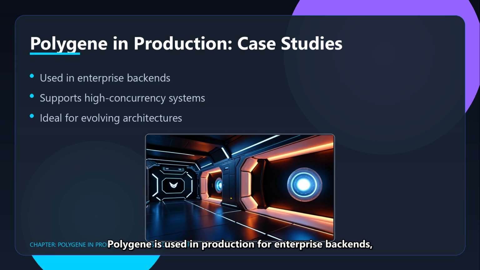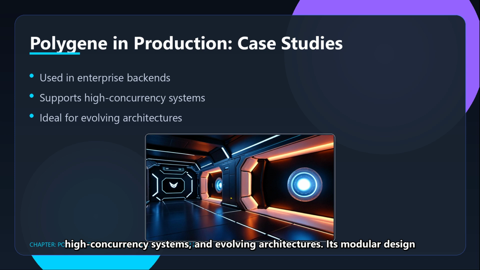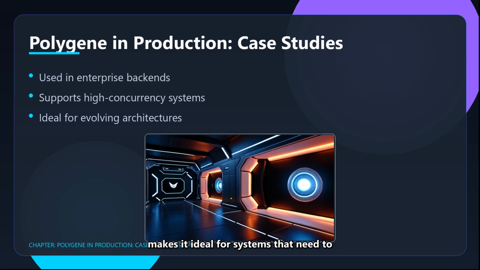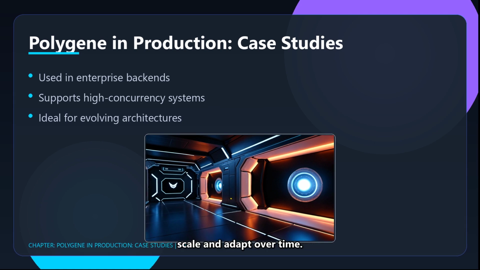Polygene is used in production for enterprise backends, high concurrency systems, and evolving architectures. Its modular design makes it ideal for systems that need to scale and adapt over time.